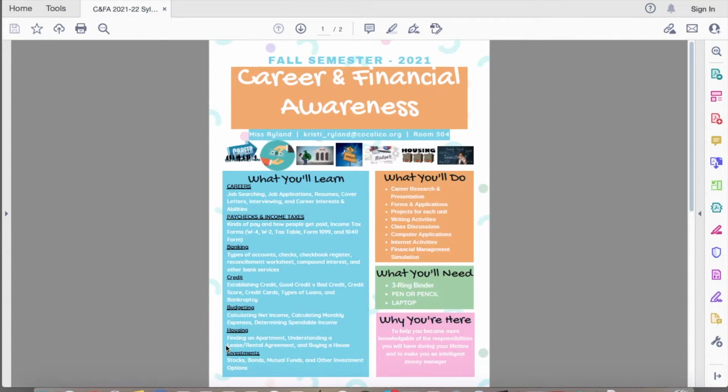After the budgeting unit, we get into a housing unit, and most of the time in that housing unit is spent on apartments, because most likely that's where they're going to spend most of their time after high school. Right after high school is looking for an apartment. So we talk about what's involved with finding an apartment, being able to understand a lease and rental agreement and not sign something until you truly understand it. And then we do spend some time talking about buying a house and what's involved with buying a house and having a good down payment and calculating what the house will cost you over the length of a mortgage.